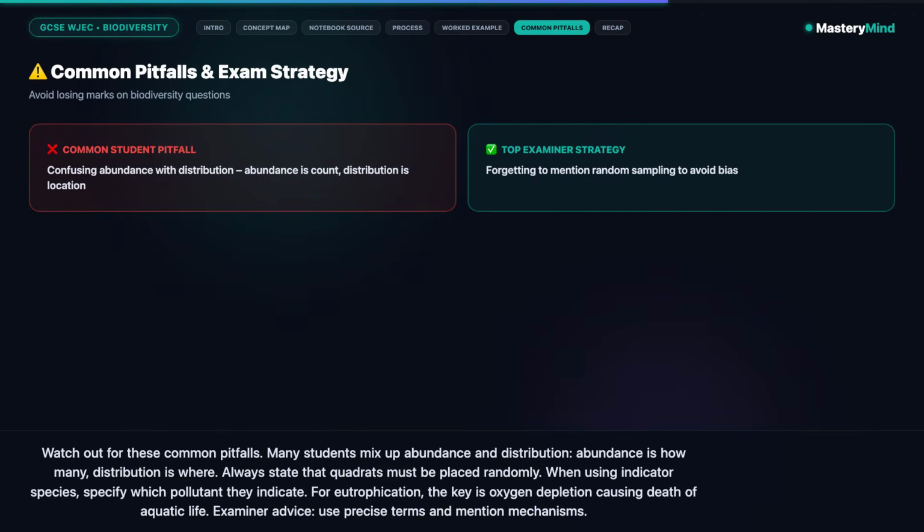Watch out for these common pitfalls. Many students mix up abundance and distribution. Abundance is how many, distribution is where. Always state that quadrats must be placed randomly. When using indicator species, specify which pollutant they indicate. For eutrophication, the key is oxygen depletion causing death of aquatic life. Examiner advice: use precise terms and mention mechanisms.